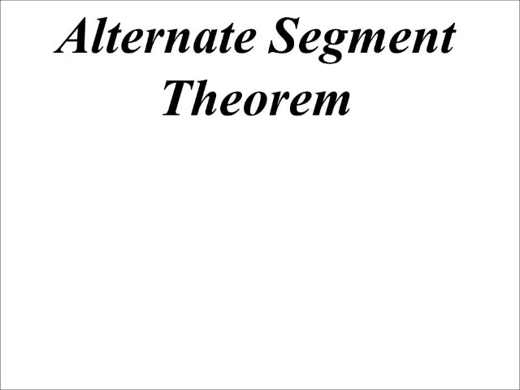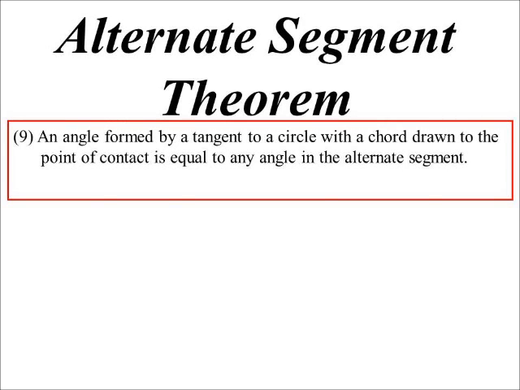So we're talking about tangent theorems, and I guess the most famous, if you want to call it famous, but the alternate segment theorem seems to be the one that people use a lot. So the actual theorem is the angle formed by a tangent to a circle with a chord drawn to a point of contact is equal to any angle in the alternate segment.